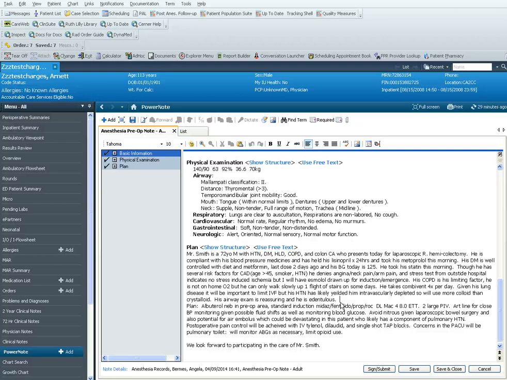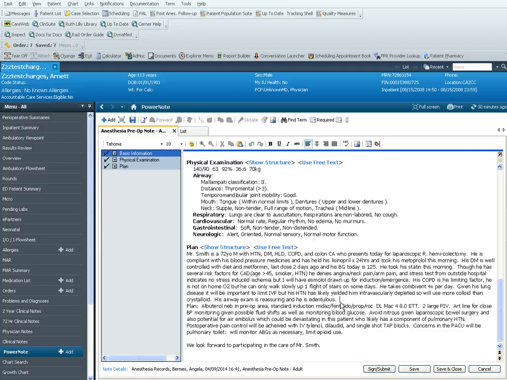Though he has several risk factors for coronary artery disease, age greater than 45, smoker, hypertension, he denies angina, neck pain, arm pain, and a stress test from an outside hospital is negative. But I will have esmolol drawn up for induction and emergence. His COPD is his limiting factor. He is not on home O2, but he can only walk slowly up one flight of stairs on some days. He takes Combivent 4 times per day.